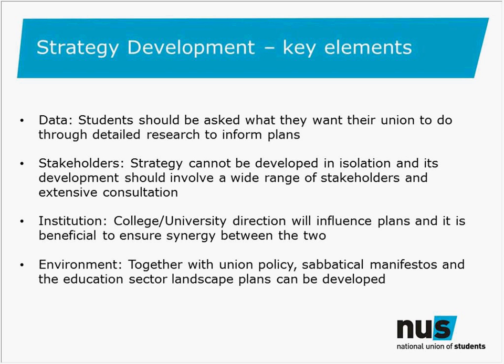Looking at the elements that should make up your strategic development: students should be asked what they want from the union, or what they want their union to do, through detailed research to inform the plans. So it cannot be developed in isolation, and its development should involve a wide range of stakeholders and extensive consultation. The college or university direction will influence plans, and it is beneficial to ensure synergy between the two. Environment, together with policies, sabbatical manifestos, the education sector and the landscape in general, can then be developed. Each element needs to be done in a really thought out and planned process.